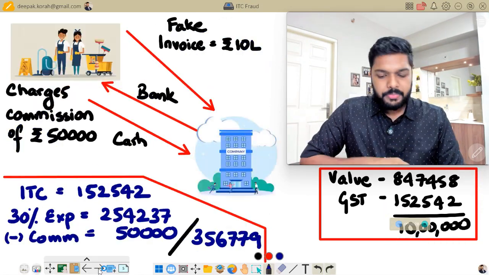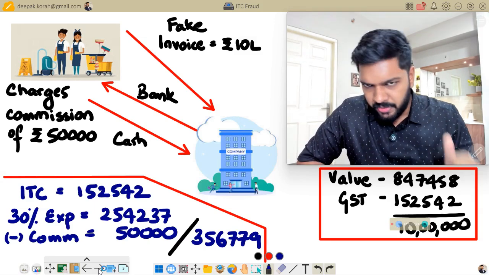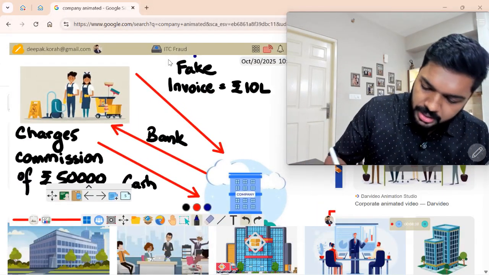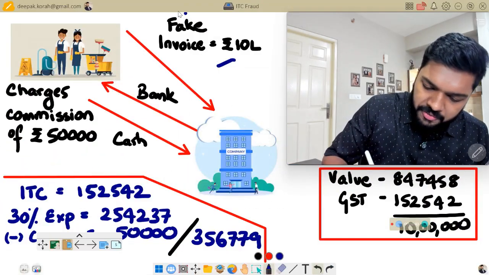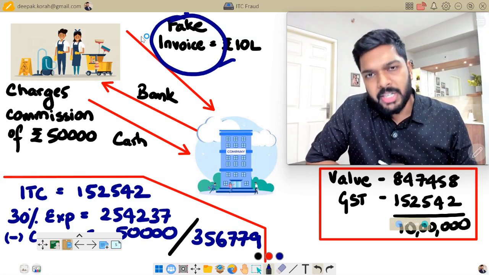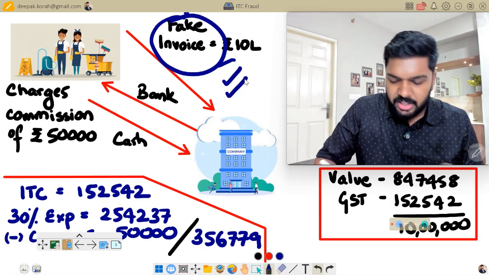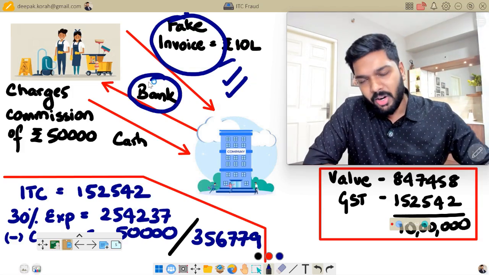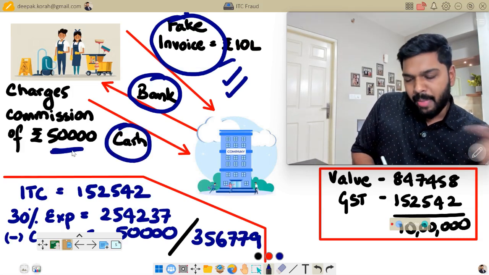So therefore, the housekeeping agency, having not raised a bill in the first transaction but delivered services, raises a fake invoice of rupees 10 lakhs on this particular company. Services have not been delivered, housekeeping services have not been delivered. The company pays rupees 10 lakhs legitimately through online mode. Cash is paid after deducting 50,000 from the housekeeping agency back to the company.